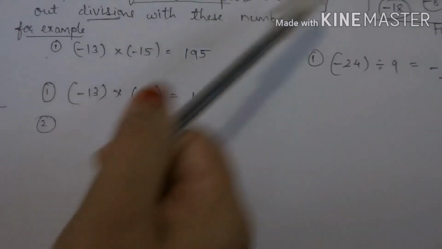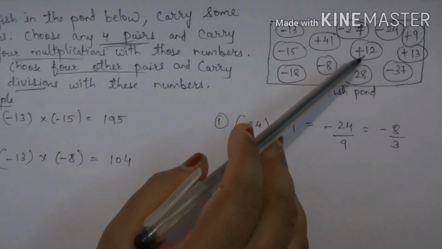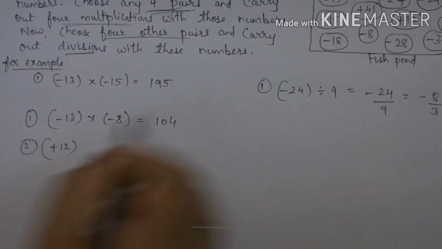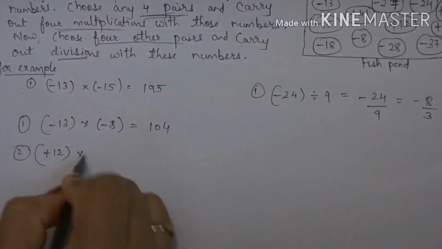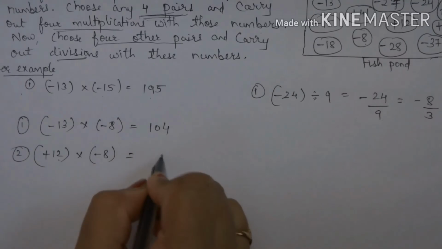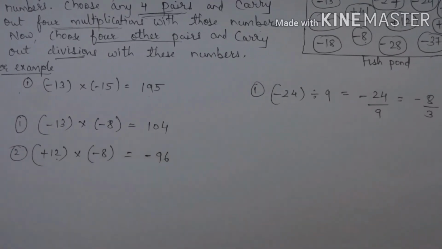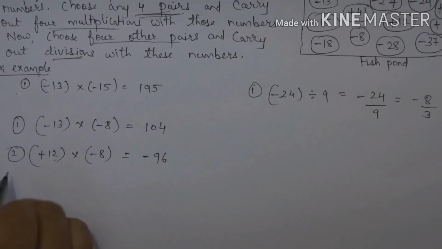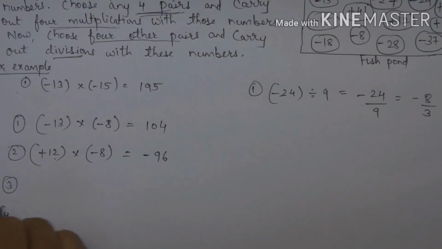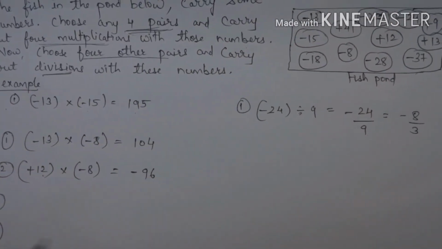Similarly, second example, you can choose any 2 numbers for multiplication. So here I am taking 12 and minus 8. So children, multiply those numbers first. 12 8s are, 12 8s is what? 96. Plus minus is what, children? Minus. So we have to put the sign minus. So I have solved the two examples. 2 more you will have to solve. From this pond only we have to choose any 2 numbers and multiply them.